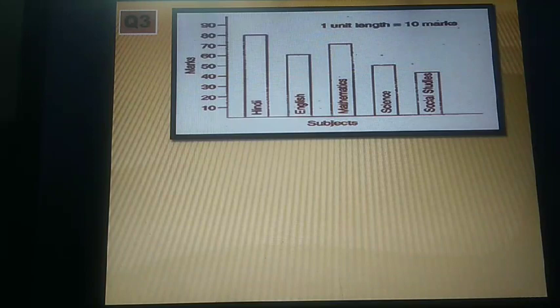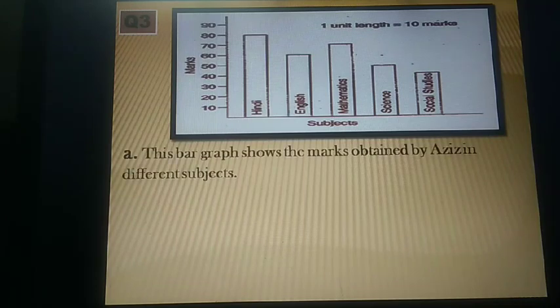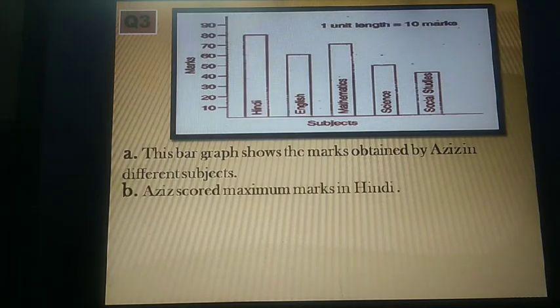Moving to question number 3. Observe this bar graph which shows the marks obtained by Aziz in half-yearly examination in different subjects. So first question is, what information does the bar graph give? This is given to you in the question, the very first line. This bar graph shows the marks obtained by Aziz in different subjects. Name the subject in which Aziz scored maximum marks. See the bar with maximum length, it's Hindi. So Aziz scored maximum marks in Hindi.